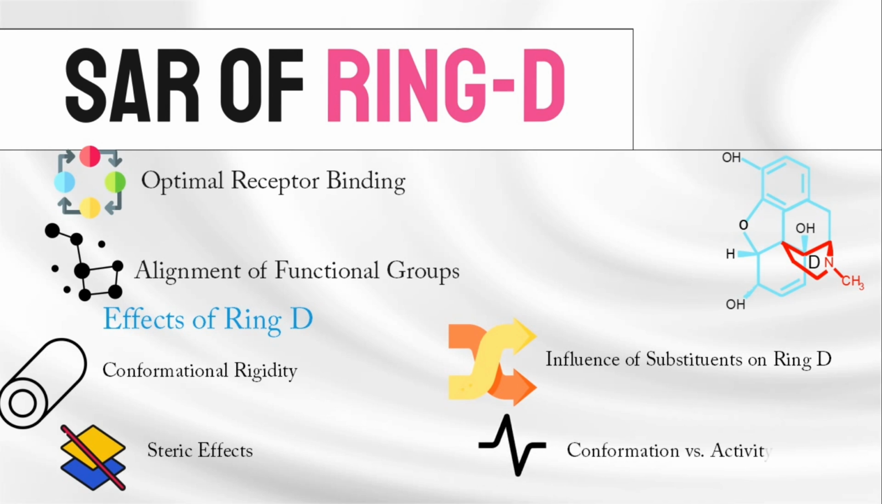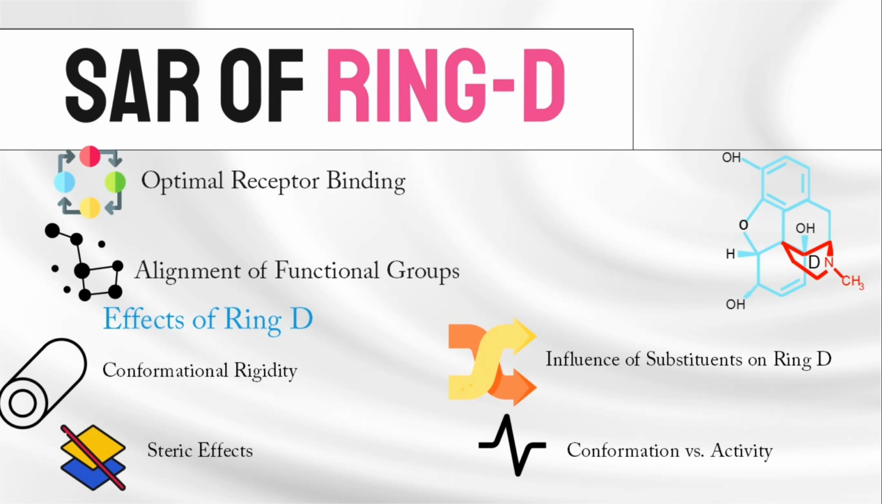Conformation versus activity. Active conformation. Morphine's chair conformation is considered the active conformation necessary for optimal receptor activation. Conformational changes: deviations from this conformation can lead to decreased activity due to misalignment of critical interaction points with the receptor.